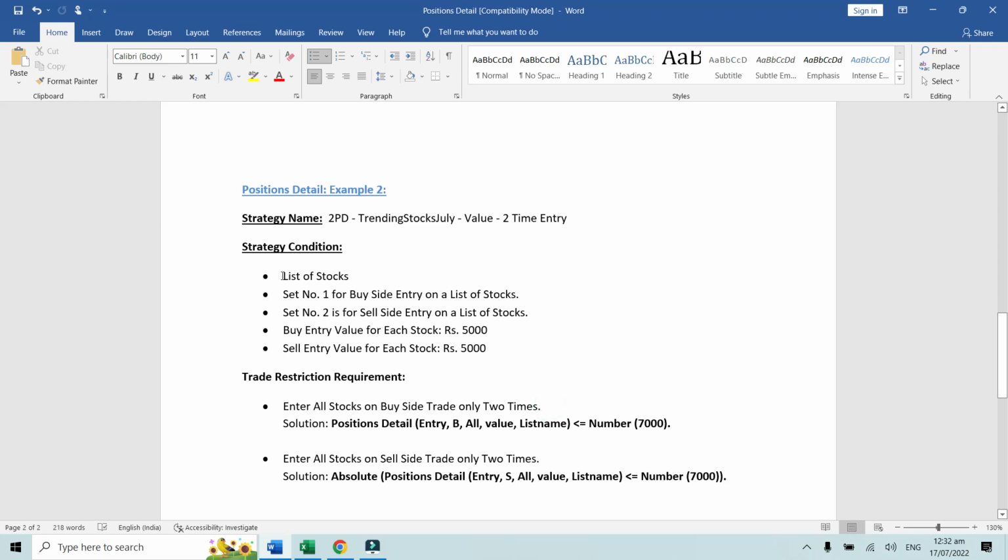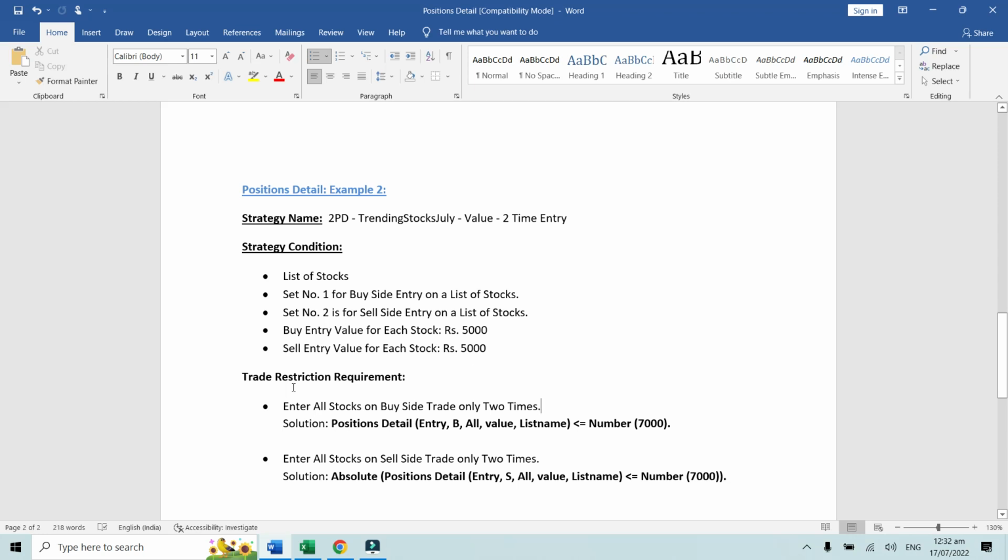So the strategy condition remains the same, that it will be on a list of stocks. Set number 1 is for buy side entry on the list of stocks. Set number 2 is for the sell side entry on a list of stocks. So buy side entry value for each stock is rupees 5,000. Sell side entry value for each stock is rupees 5,000.